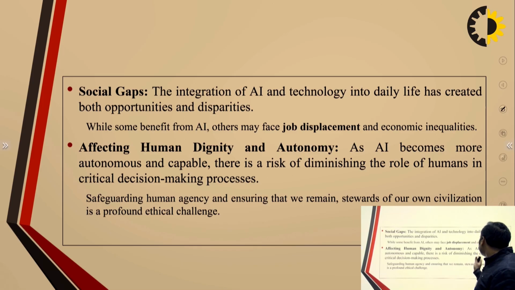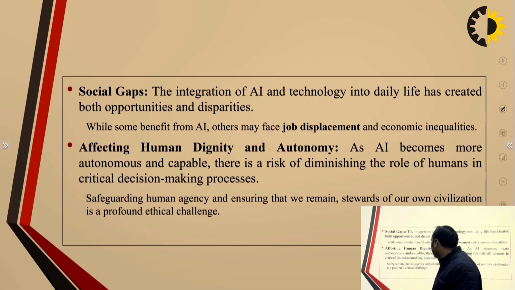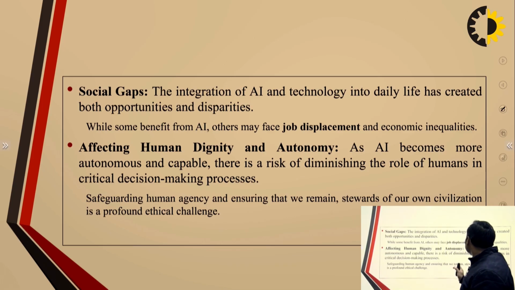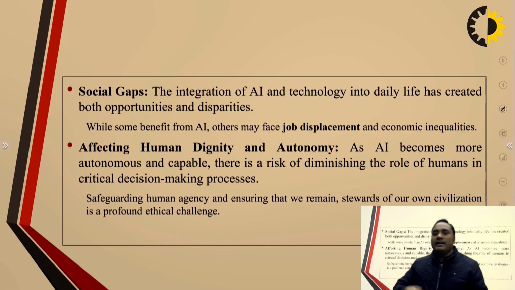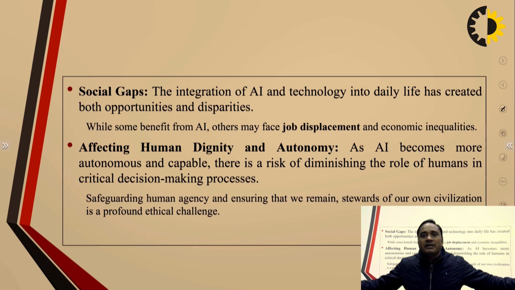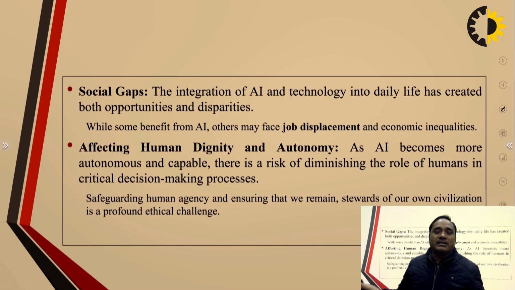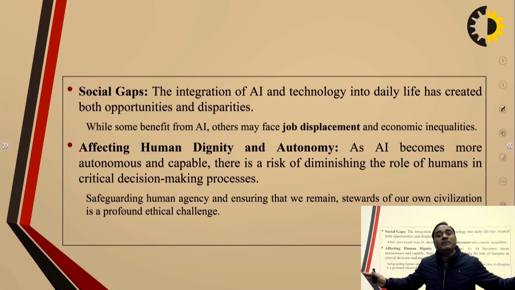As AI becomes more autonomous and capable, there is a risk of diminishing the role of humans, because day by day AI is spreading its wings. What is the problem? The problem is that if AI is spreading so much, then human value is going to decrease, because humans are working on the basis of AI.